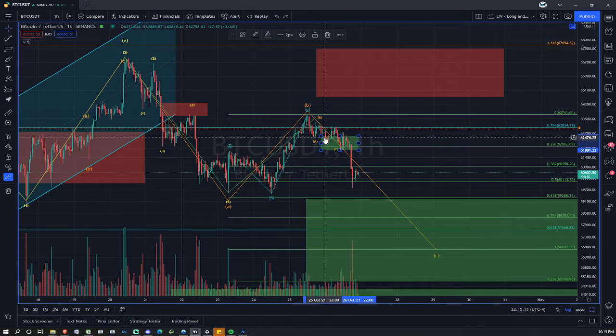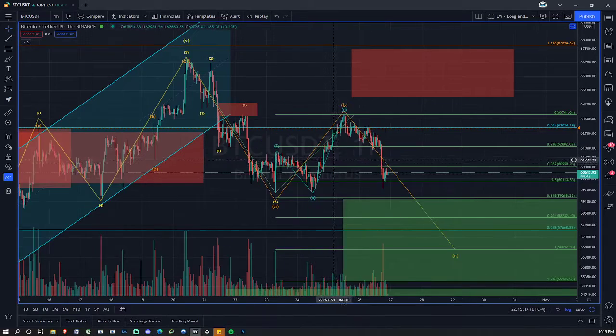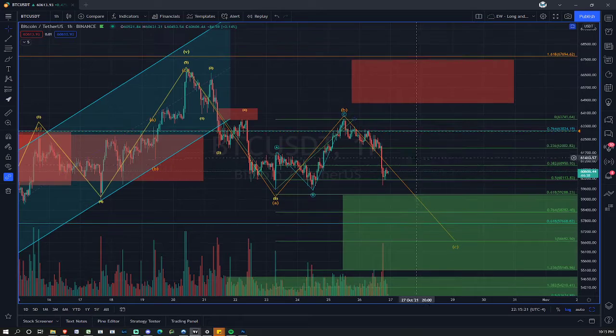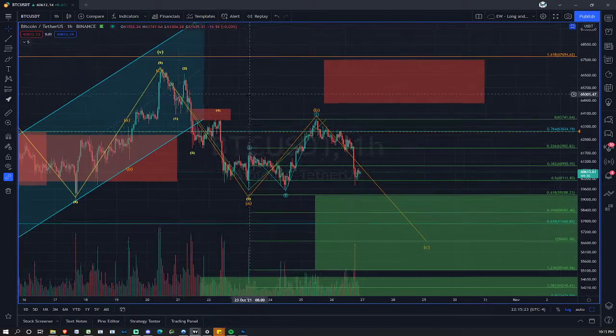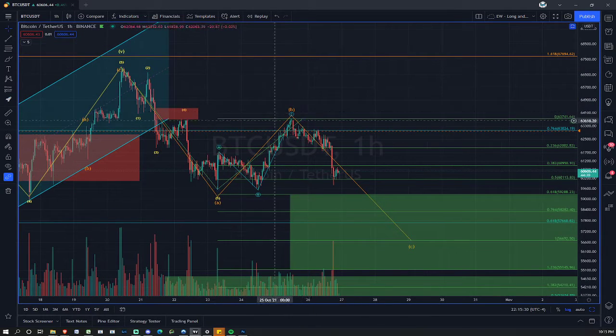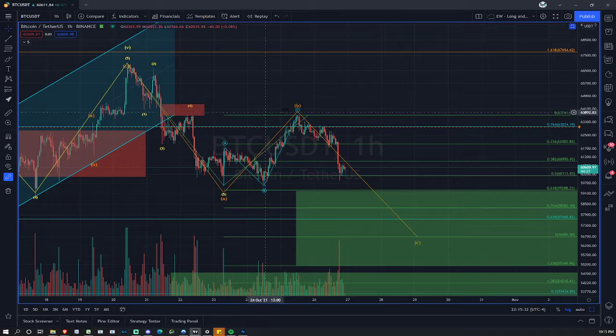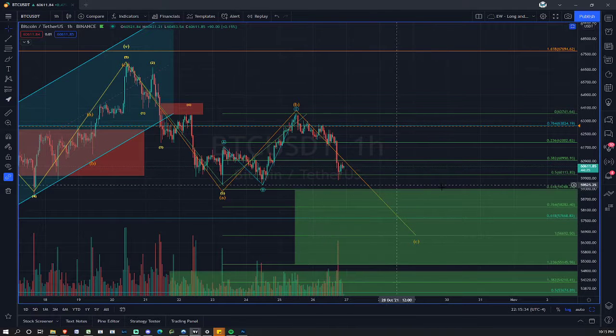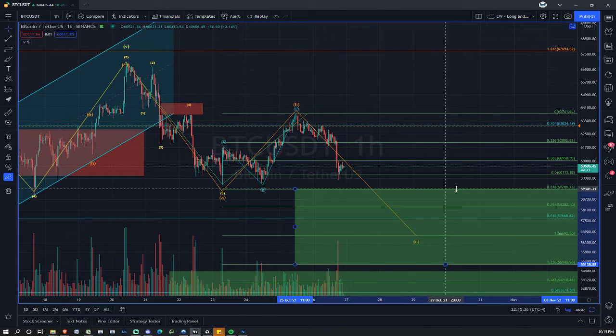So I'm going to get rid of this little green box here. This ABC is out. And we are moving downwards now into this C wave. So this is going quite well right now. Going to get rid of this as well. Okay, so we've got our A, we've got our B, that's pretty much confirmed, and so now we're looking for the end of C, which is still this green box here.